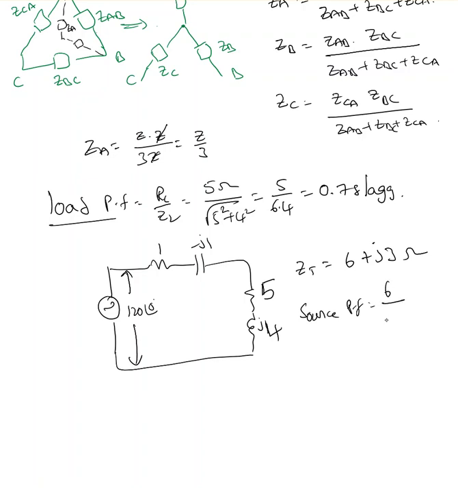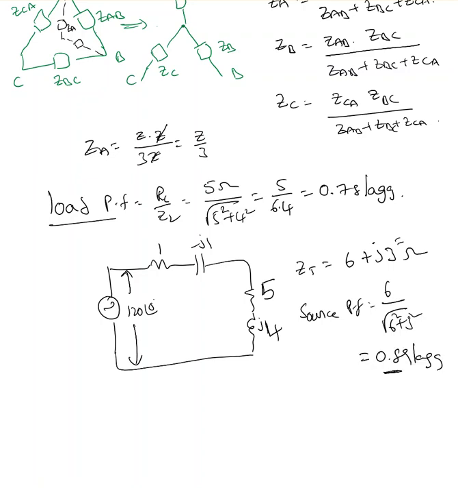So source PF equals R over Z, 6 over the square root of 6 squared plus 3 squared. Or you can find the theta value, or convert this into polar format, and whatever the theta is, cos theta equals the power factor.